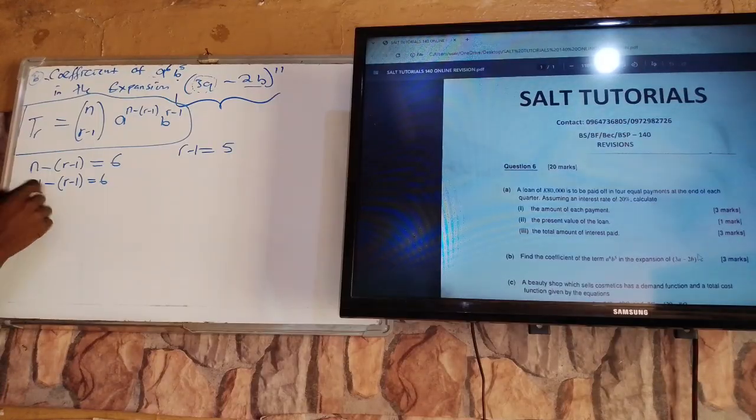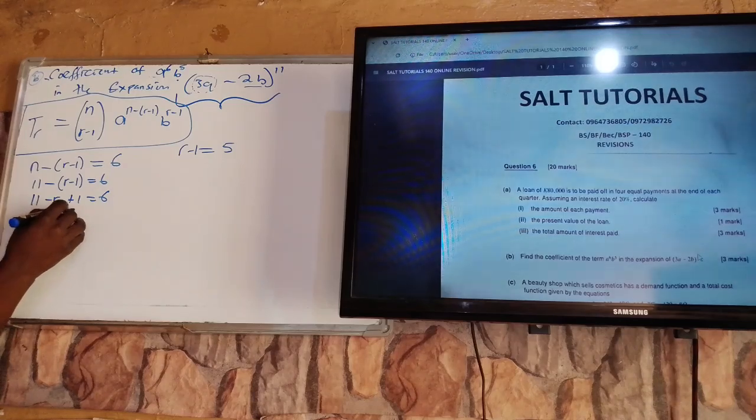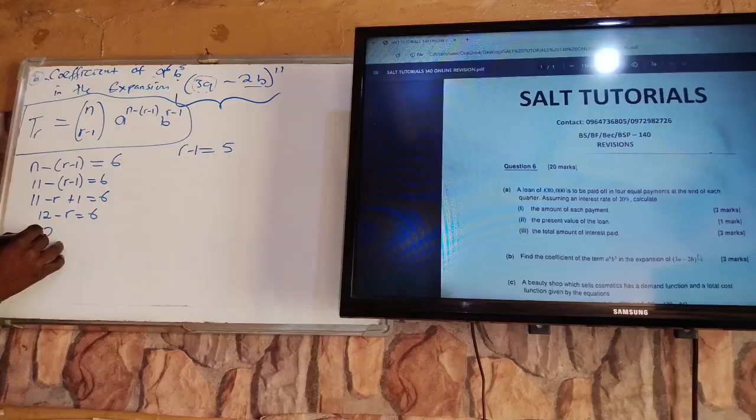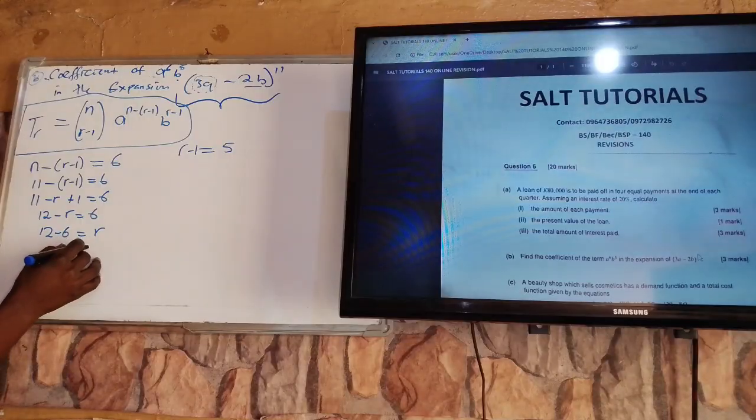This would be 11 minus r plus 1 equals 6, and this would be 12 minus r equals 6. So 12 minus 6 equals r, and 12 minus 6 is basically 6. Am I correct?